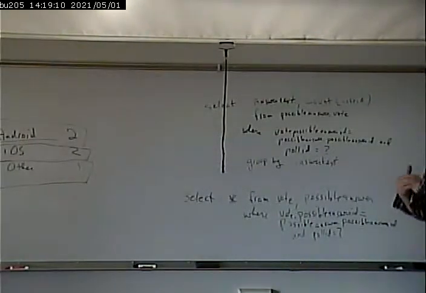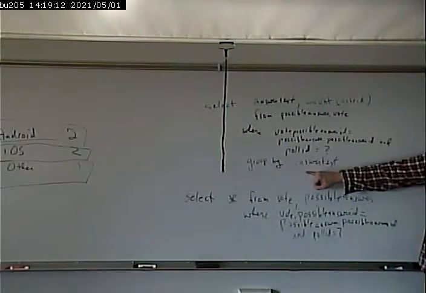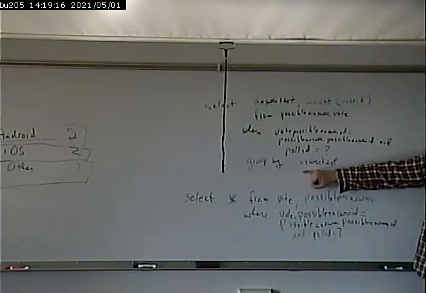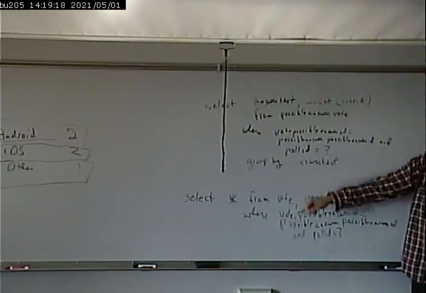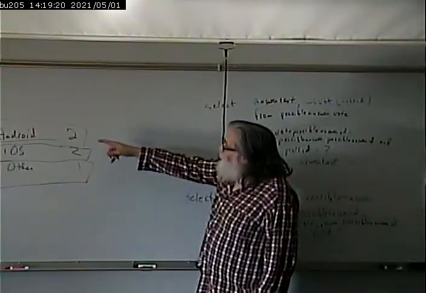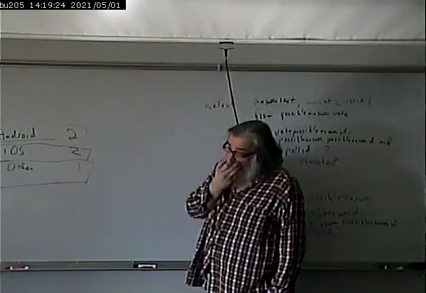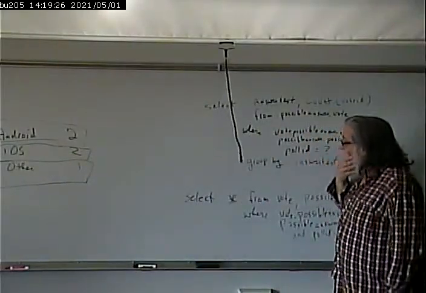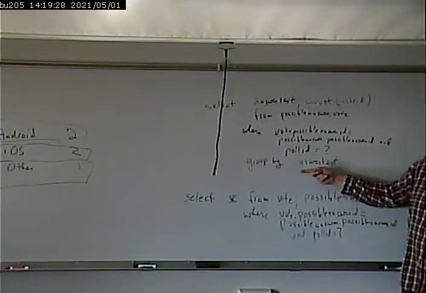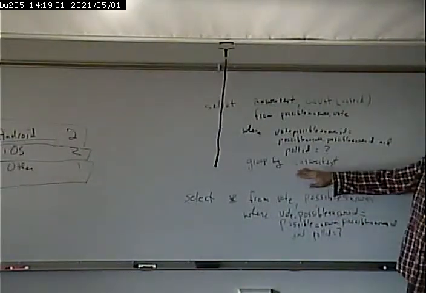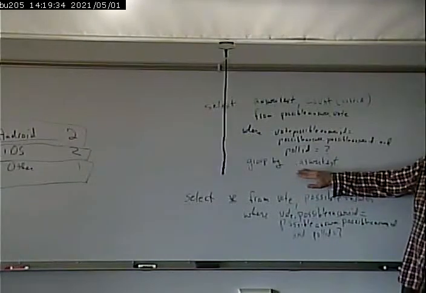Now, keep in mind, when you use aggregate functions, you're breaking down, and instead of getting every row, we're going to get one row per whatever we have listed in the group by. So we're going to get one row per answer text, which is what we want, right? Android, number of answers, iOS, number of answers, other, number of answers. We don't want to see every row. We want to see one row per answer text. So that's what the group by is.